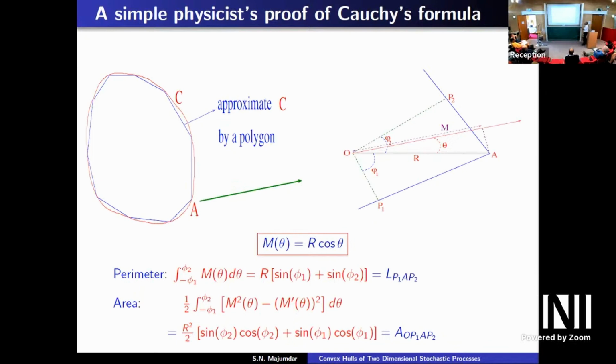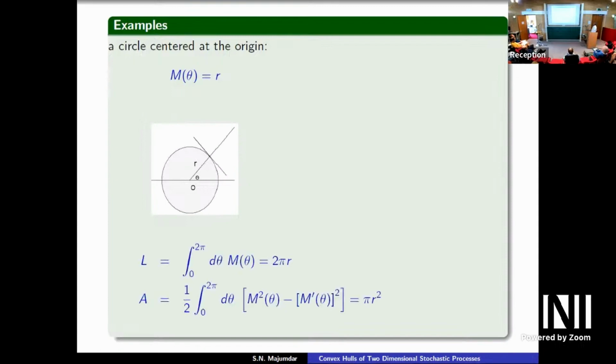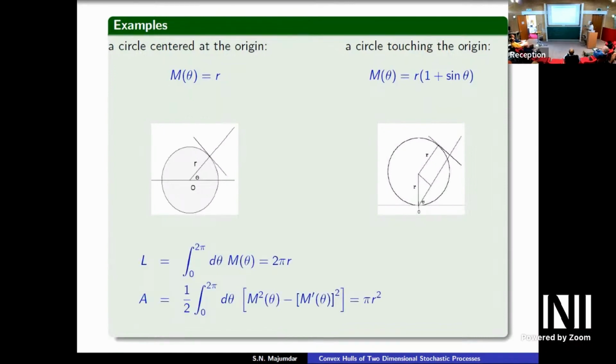So let's just check some simple things. For a circle, of course, it works. Take a circle centered at the origin. M of theta is just R, because it doesn't depend on theta. If you plug it in, you get the familiar formula that you all know. Slightly non-trivial is if you take the circle, but now you choose your origin O to be at this point here, and then you see that M of theta is actually R times 1 plus sine theta. But again, if you just put it in here, you get back the same result, as it should be.